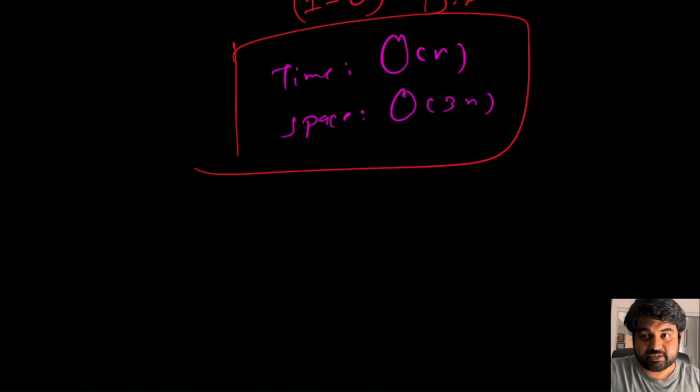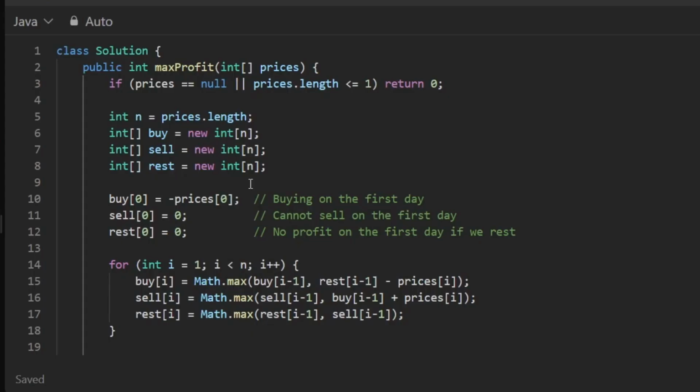Now let's see the coding solution. The coding solution for this problem is quite straightforward. First of all, we are checking that if the given prices is equal to null, or the length of the prices array is less than or equal to 1, then we can simply return 0. If that is not the case, we have a variable n that is defined to calculate the length of the given prices array. Based on that, we are going to initiate 3 different arrays to check out the state of the profit on every single possible outcome.